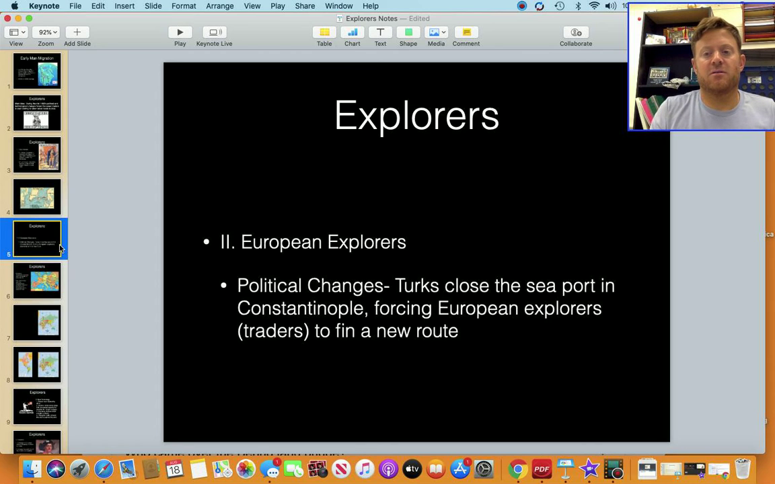Number one, Columbus just didn't say, the world's flat, I'm going that way. I'm looking for a closer route. I'm looking for a quick way to get to Asia. That's not what happened at all.